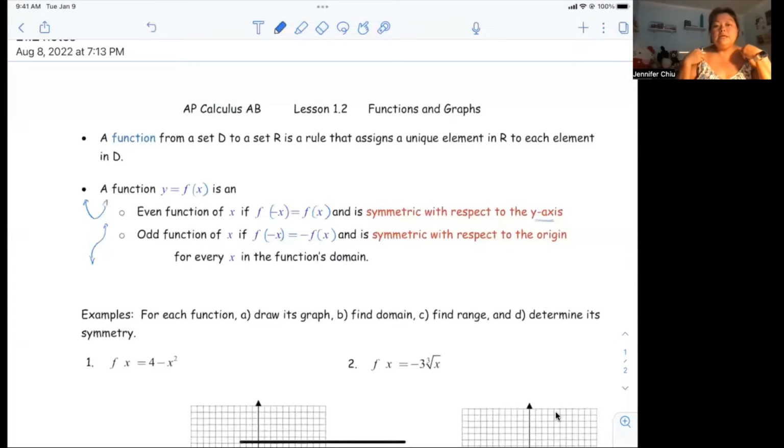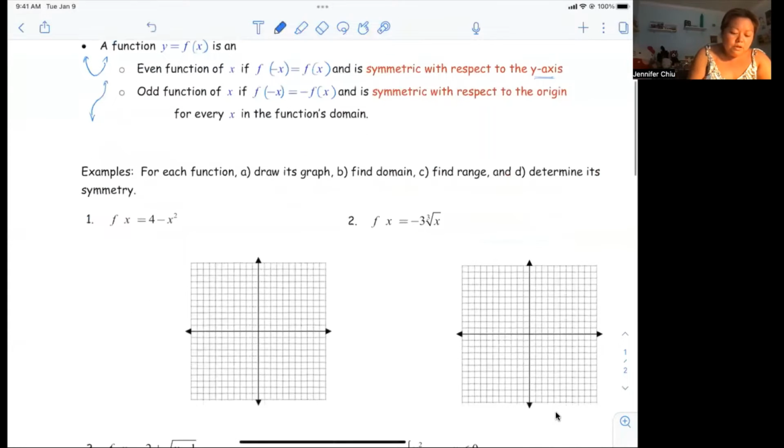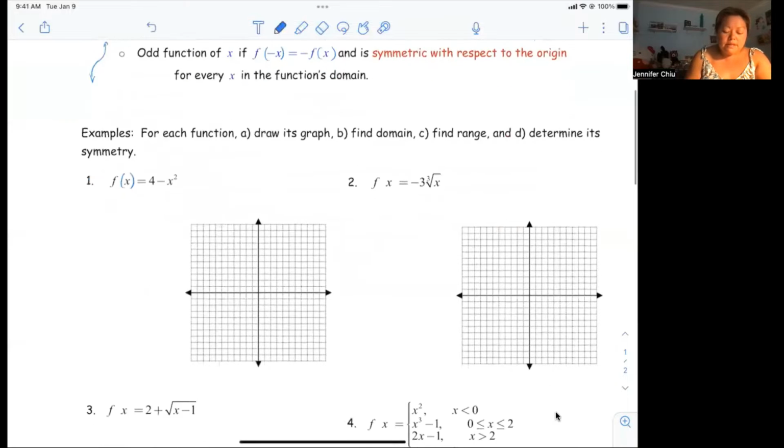The main point of today is to remind you of how to graph functions. There are some parent functions involved here. You want to look for domain, you want to look for range, to remind you what domain and range are, and then you determine whether or not there is symmetry in this function. Okay, the first equation to do is f of x equals 4 minus x squared.